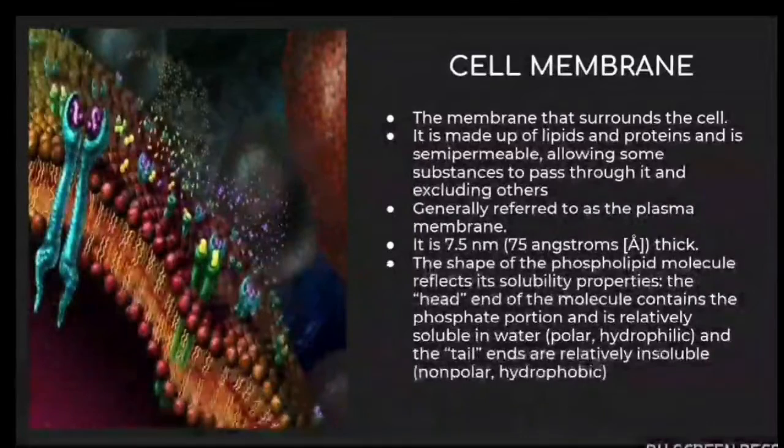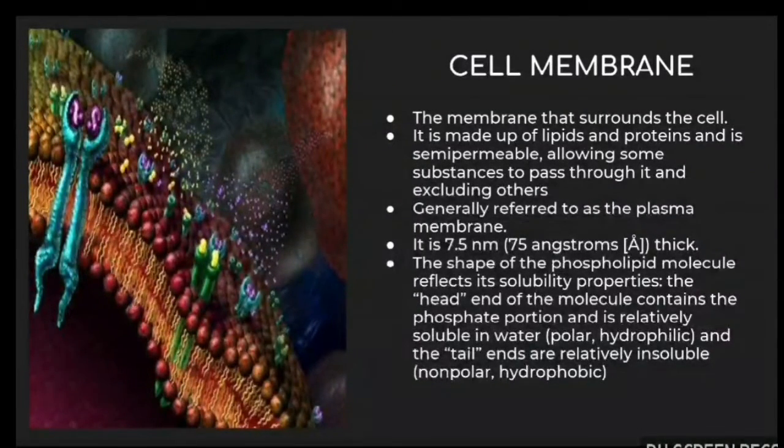The cell membrane is the layer which surrounds the cell. It is made up of lipids and proteins, and it is semi-permeable. It allows certain substances to pass through it. It is usually referred to as the plasma membrane also. And the thickness of the cell membrane is 7.5 nanometers.